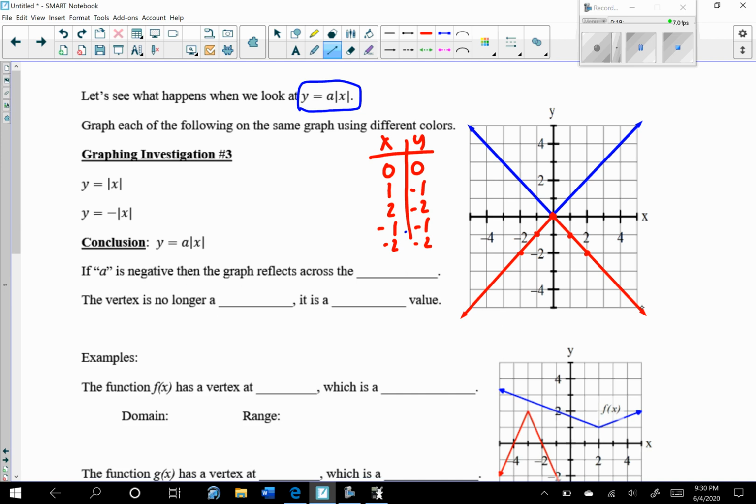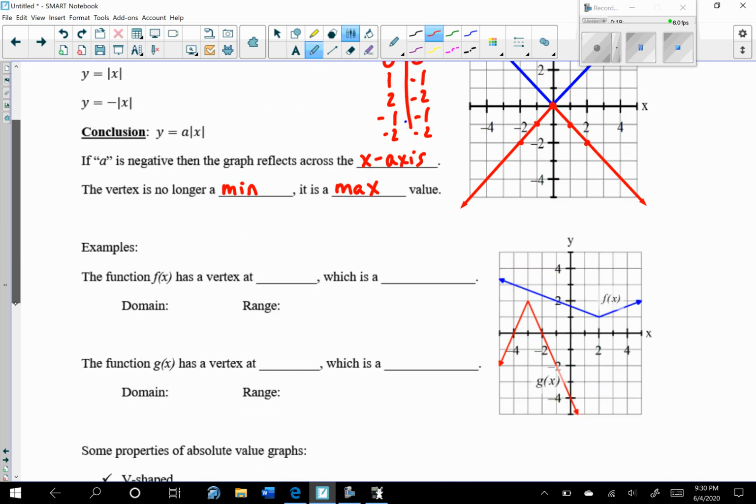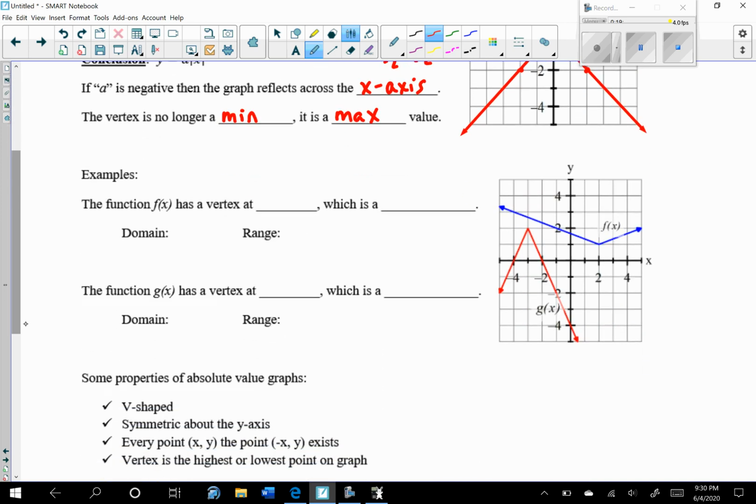So in conclusion, if a is negative, then the graph is going to flip down, or we call that a reflection across the x-axis. The vertex is no longer a minimum value. It is a maximum because now it's the highest point on the graph, or the highest y value on the graph. Okay, so let's go ahead and look at the next examples.